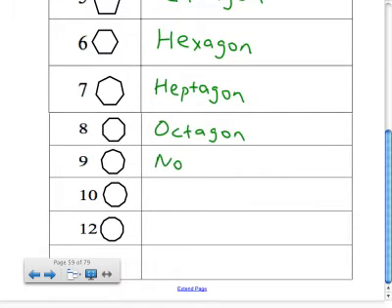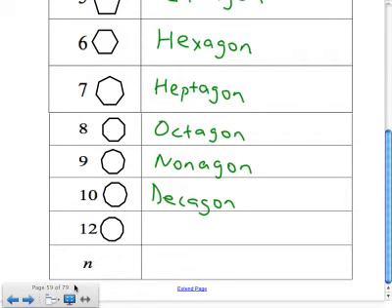9 is a nonagon. 10 is a decagon. Should make sense, right? There's 10 years in a decade, so a decagon has 10 sides. Notice we don't have one for an 11-sided shape, so if you have an 11-sided polygon, you just call that an 11-gon. And then a 12-sided polygon is called a dodecagon. Do means 2. Decagon means 10, so 2 and 10 makes 12. And then obviously anything other than that, we would just call it an n-gon.